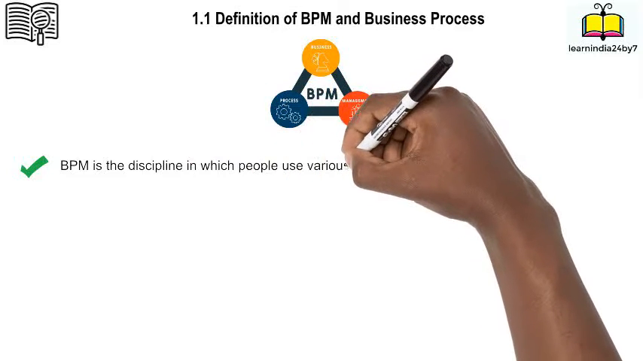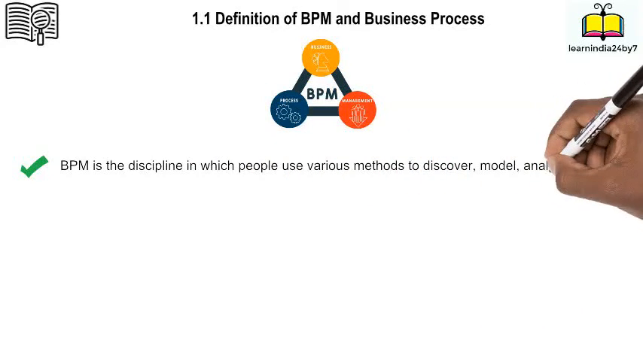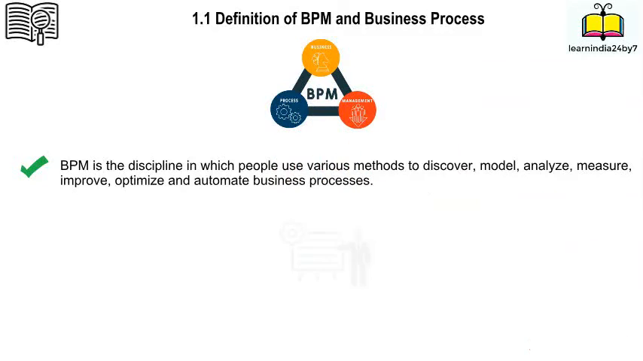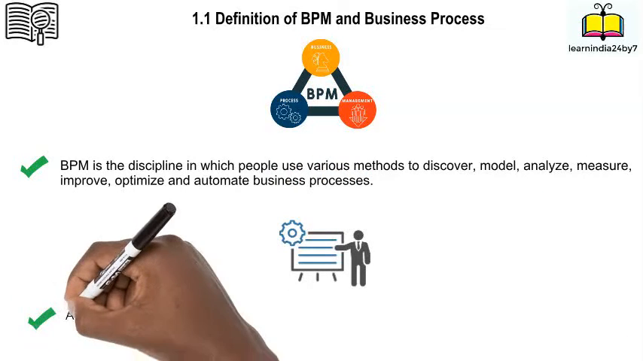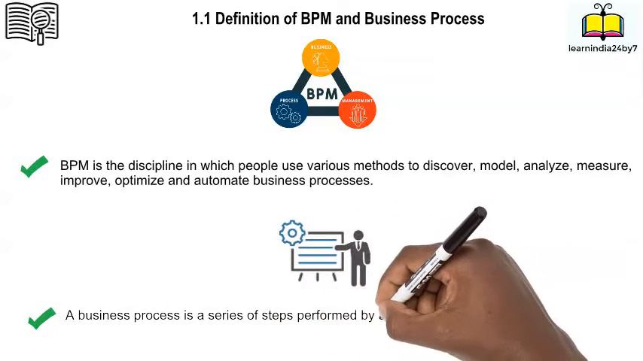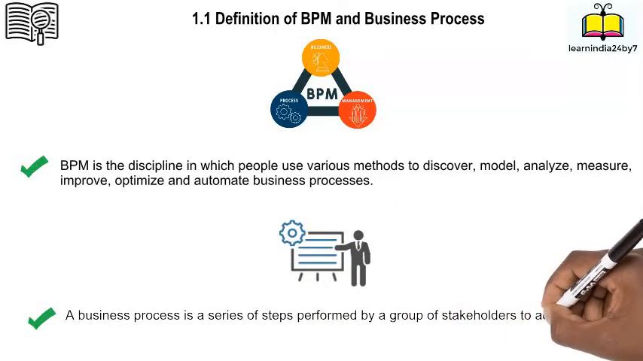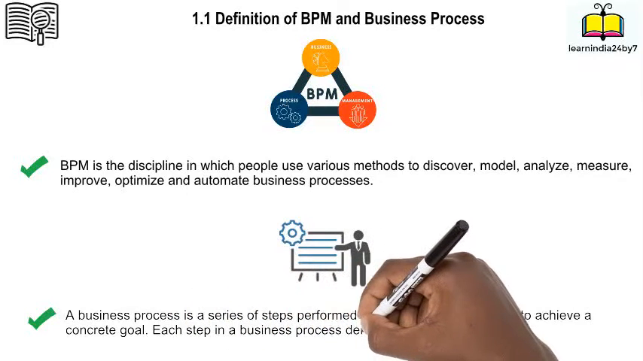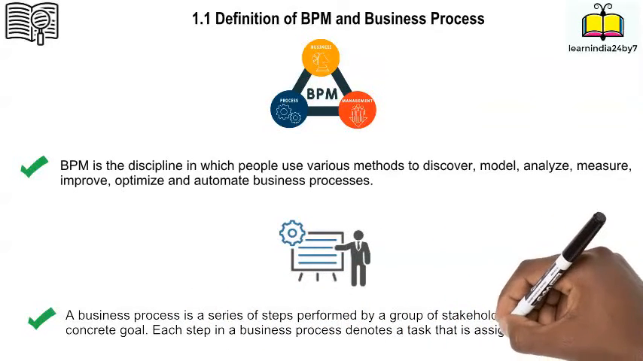BPM is the discipline in which people use various methods to discover, model, analyze, measure, improve, optimize, and automate business processes. Whereas a business process is a series of steps performed by a group of stakeholders to achieve a concrete goal. Each step in a business process denotes a task assigned to a particular stakeholder.